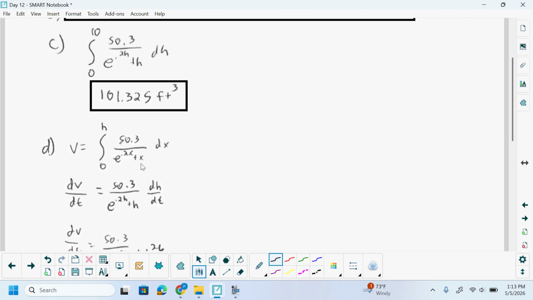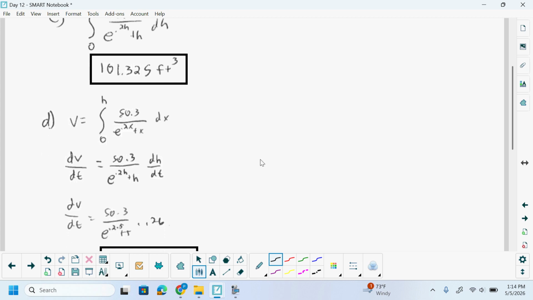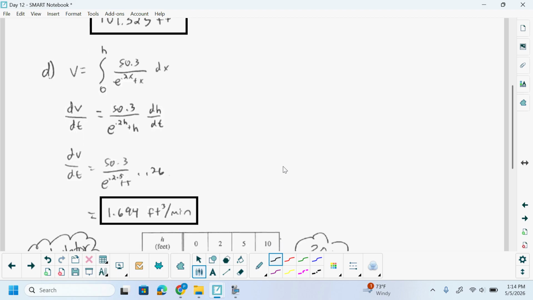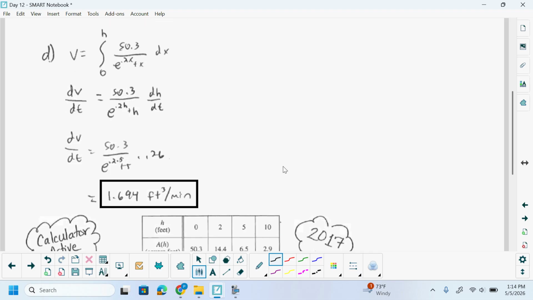Next one, our volume equation is V equals integral 0 to h, then put in a dummy variable in your expression. This is a related rates question, so we're going to take our derivative with respect to time. We get dV/dt on the left. On the right side, when you take the derivative of an integral that goes from a number to an algebraic expression, we just sub the algebraic expression in, and then you have to multiply afterwards by the derivative of what you subbed in. That's why we got the times dh/dt on the end.